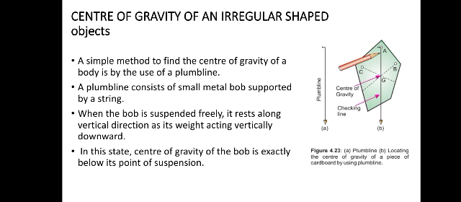So a simple method to find out the center of gravity of a body is by the use of plumb line. A plumb line actually consists of a metal bob supported by a string. एक तार होती है जिसके साथ एक metal bob को अटैच किया होता है. Alright students, when the bob is suspended freely, it rests along vertical direction as its weight acts vertically downward.